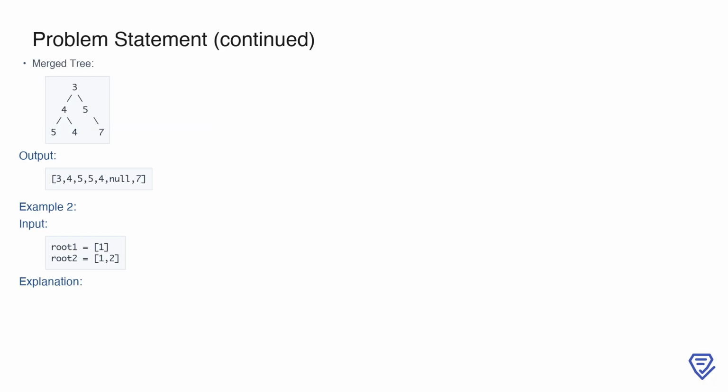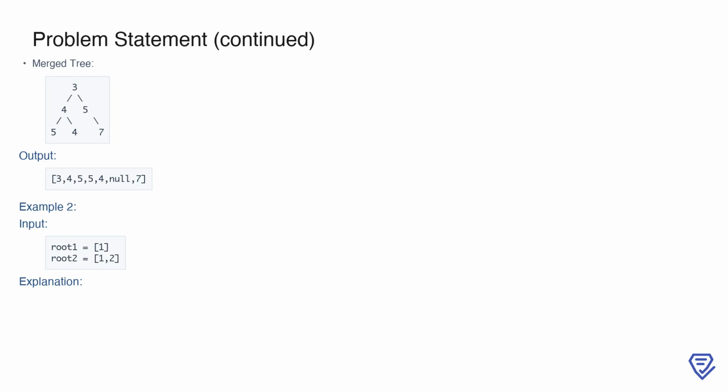The resulting merged tree combines overlapping nodes by summing their values, and includes non-overlapping nodes as they are. Here, the root nodes, 1 and 2, are merged to form 3. The left children, 3 and 1, are merged to form 4, and the right children, 2 and 3, are merged to form 5. Moving deeper, the left child of 3 in the first tree, which is 5, remains as is because there's no overlapping node in the second tree.